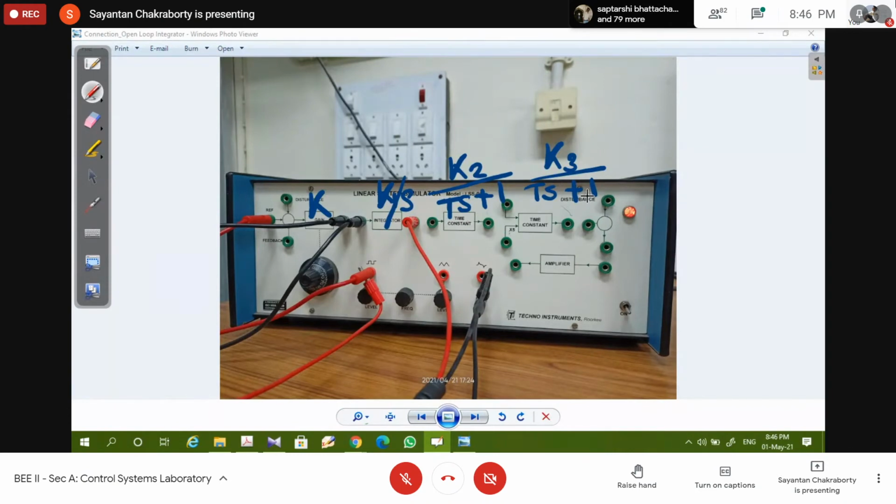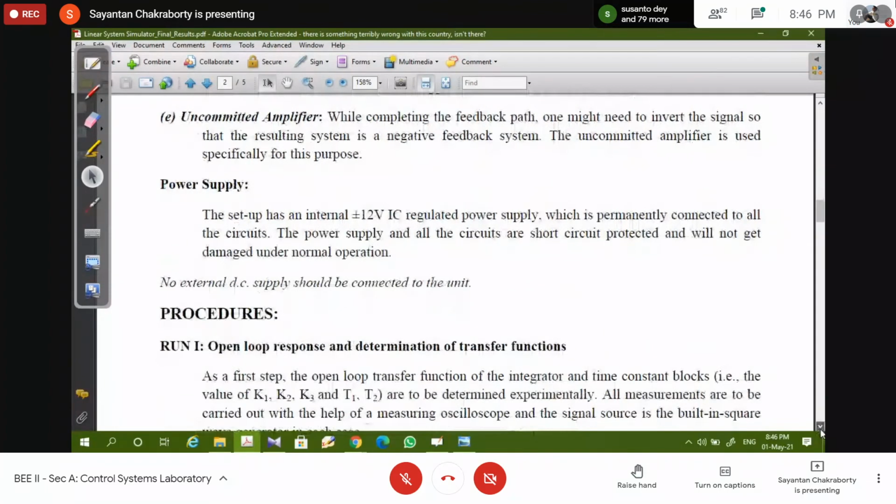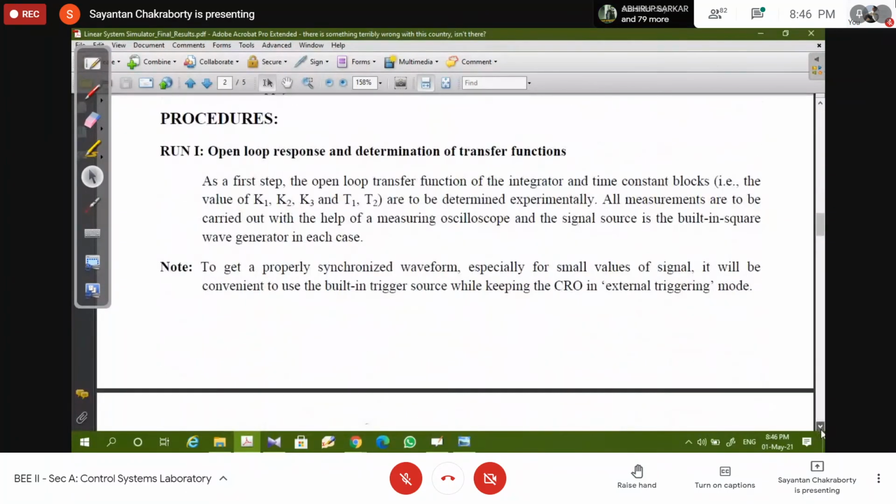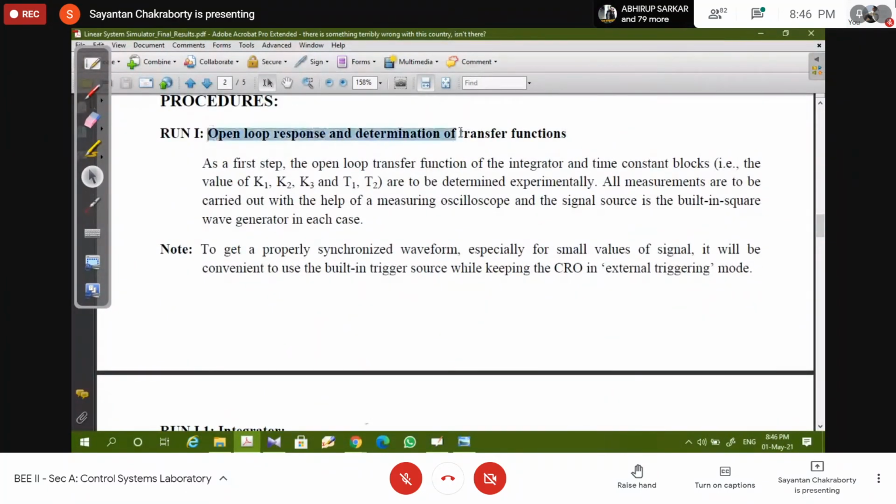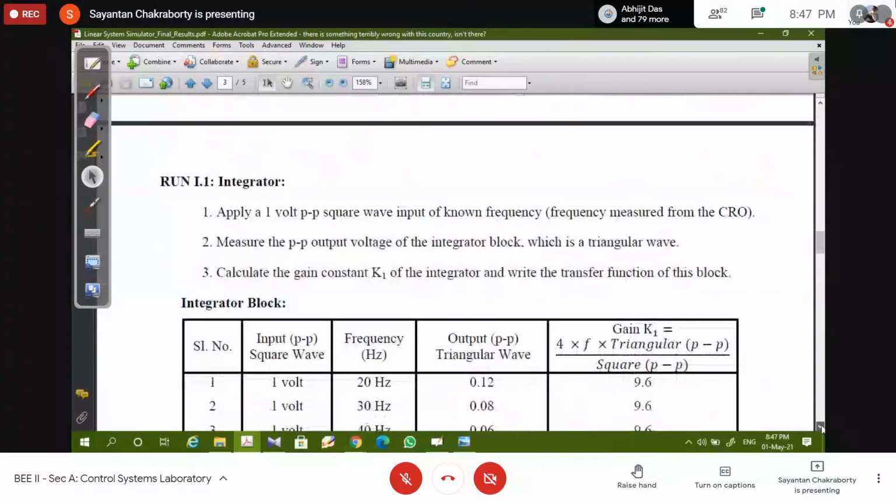So in the first experiment, we'll find out the values of K1, K2, T, and K3 experimentally. So how can that be done? That is to estimate the different elements of the network or the simulator, right? So the procedure: first, run one is open loop response and determination of transfer function. That is K1, K2, K3, T1, T2, assuming that both the time constant blocks have different time constants. So first, let us start with the integrator.